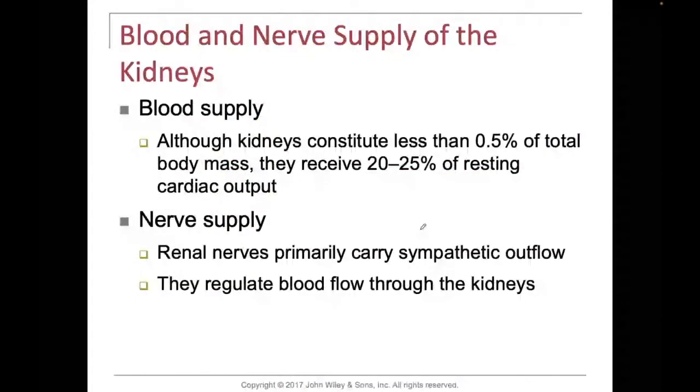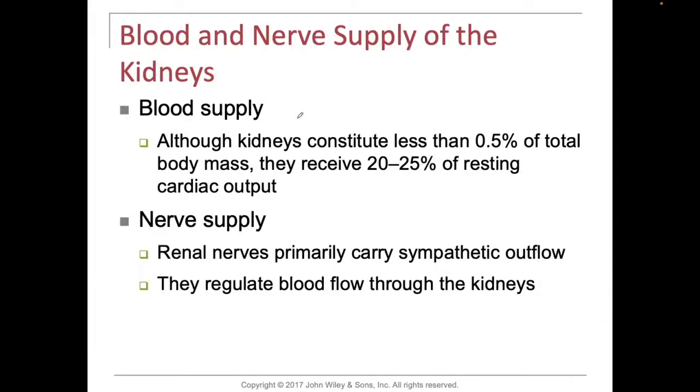Let's take a look, moving on with the kidneys. Let's look at the blood supply and the blood flow, because understanding the flow through the kidney is really important in terms of filtering. So the blood supply: although the kidneys constitute less than 5% of the total body mass, they do receive 20 to 25% of the resting cardiac output. So there is a lot of blood flowing through there.